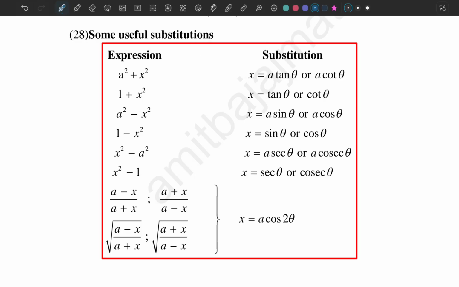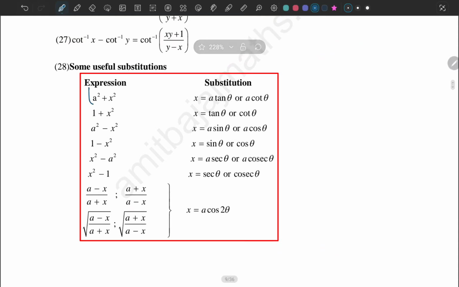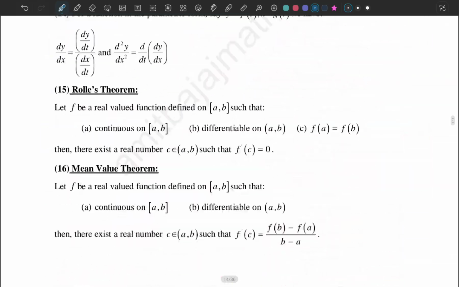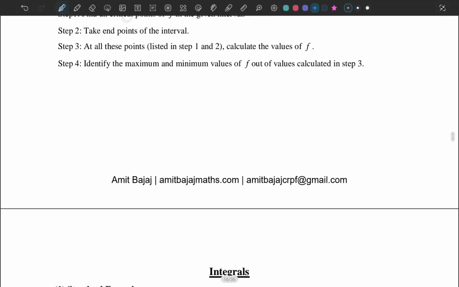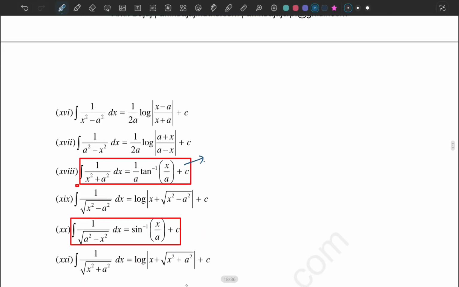So that's what I told you to memorize, because I'm going to use them to prove some integrals. I'm just going to use this part: a square plus x square, then put x equals a times tangent theta or a times cotangent theta, but I will go with a times tangent theta. So that's what we are going to use.